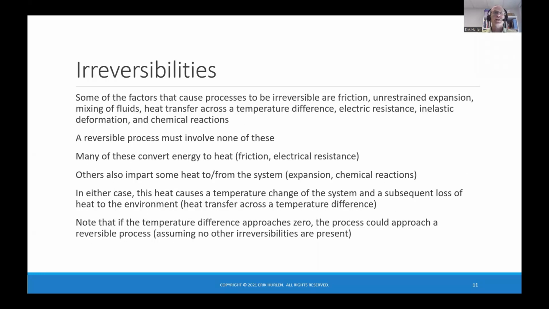There are a lot of causes of irreversibilities in real life, things like friction, mixing, heat transfer, and many, many more. So to have a truly reversible process, we need all of these things to be absent, which does not happen too often. The main problem is that many of the processes lead to the conversion of useful energy to heat. Any form of heat causes a temperature difference, which leads to heating or cooling, which we already know is an irreversible process. So one condition for an approximation to a reversible process is to have a negligible temperature difference.